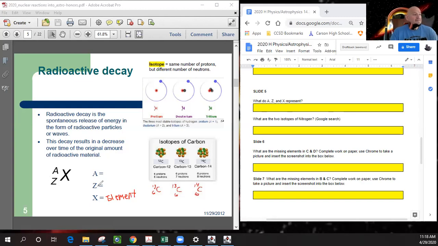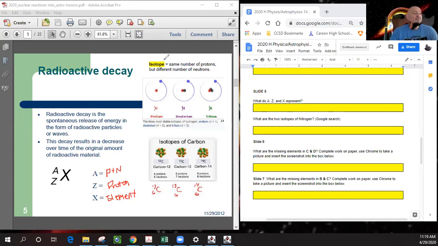And Z is the proton number or the atomic number. What's the number of protons? We'll go ahead and put that in here, protons. And A is the mass number, and it simply means protons plus the number of neutrons. So protons plus neutrons is the A number here, and Z is the atomic number or number of protons, and X is the actual element.